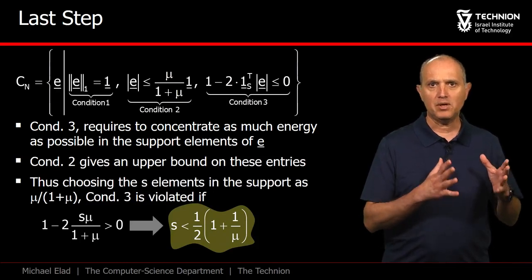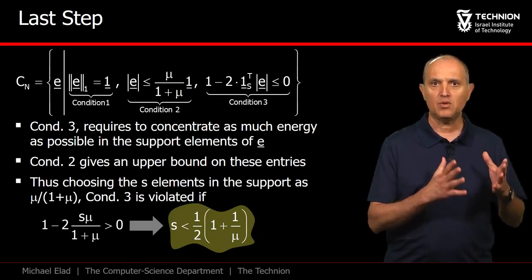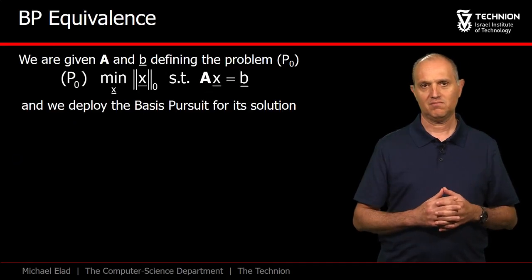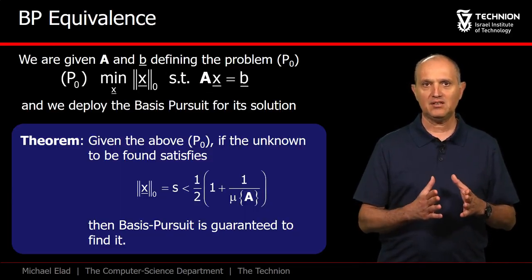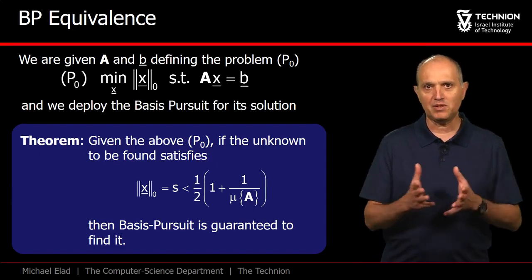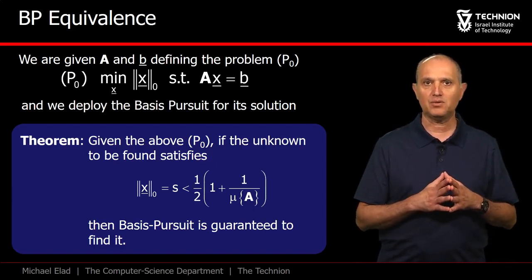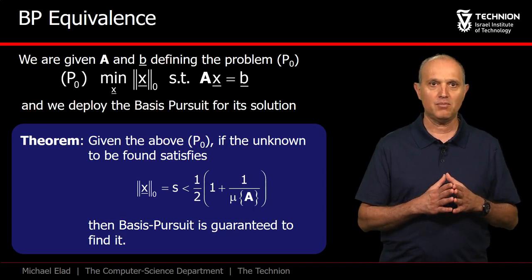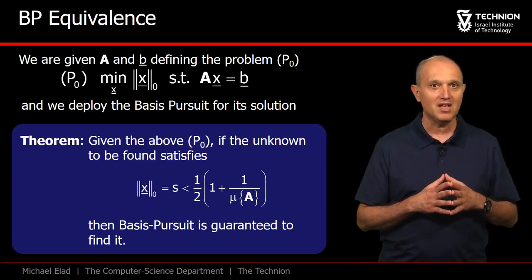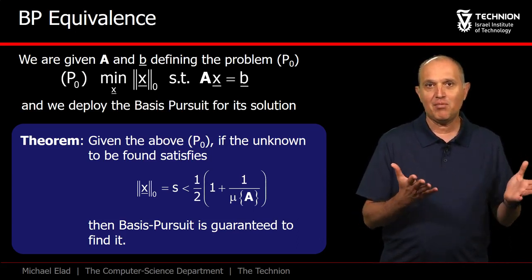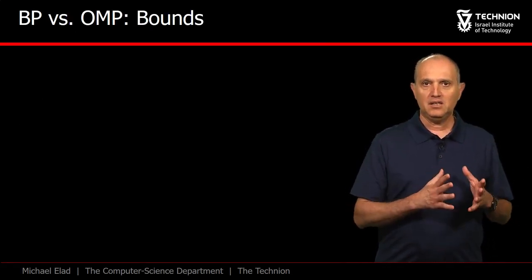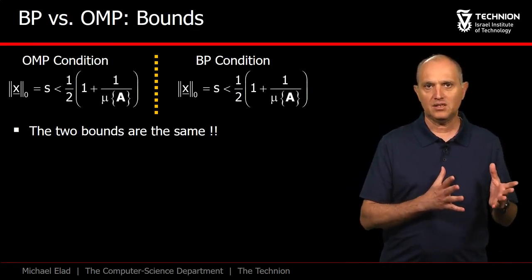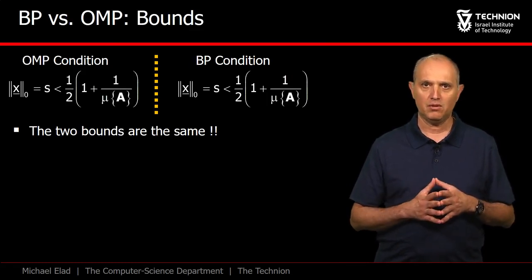In this case, basis pursuit is guaranteed to lead to the sparsest solution. We summarize this result as a theorem, which states that if S is small enough, then basis pursuit is successful in recovering the sparse solution. Does this theorem look familiar? It should, because it is the very same theorem that claimed success for OMP. Indeed, the bound we got for success is the very same one we found for the OMP.